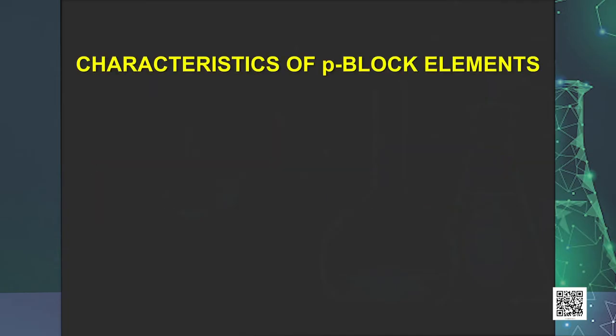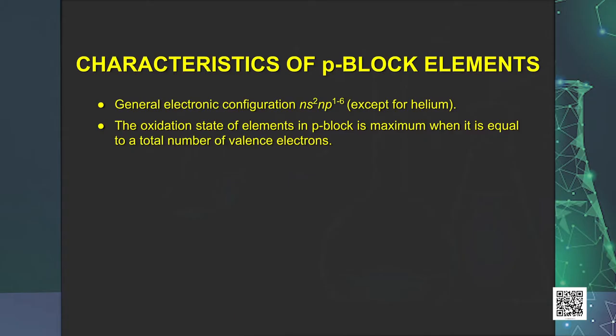The characteristics of p block elements include the general electronic configuration, which is ns2np1-6 except for helium, whereas the inner core electronic configuration may differ. Just because of this difference in the inner core, there are changes in both physical and chemical properties of the elements. The oxidation state of elements in p block is maximum when it is equal to the total number of valence electrons, that is, the sum of s and p electrons both.